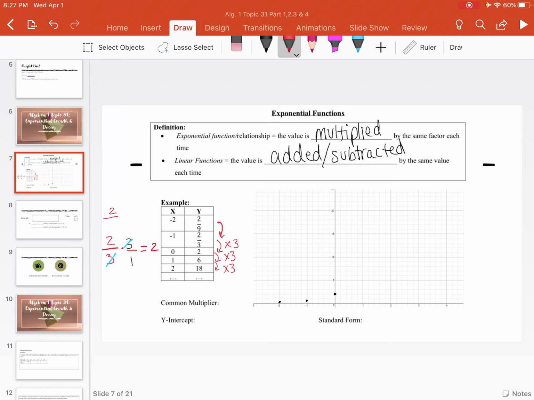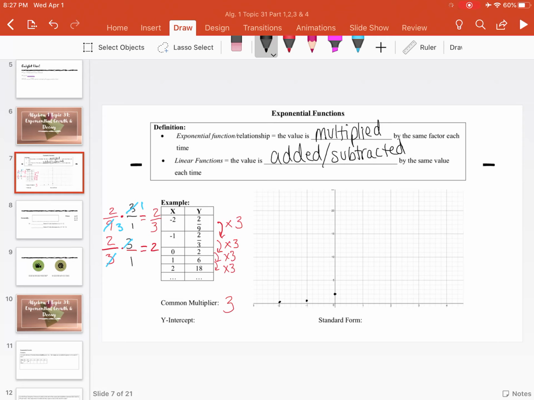Now if we go from 2/9 to 2/3, let's see if multiplying by 3 also works there. So because we have a 3 in our numerator and a 9 in our denominator, 3 goes into 9 3 times, so we're left with 2/3. So we're also multiplying by 3 here. So this is called our common multiplier.